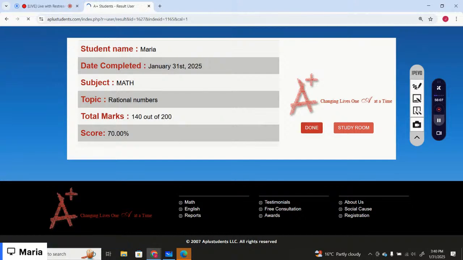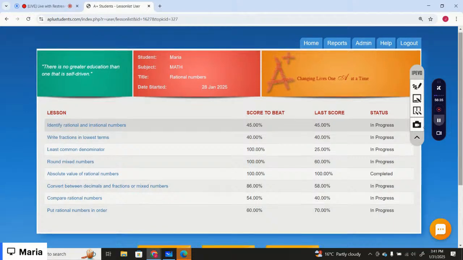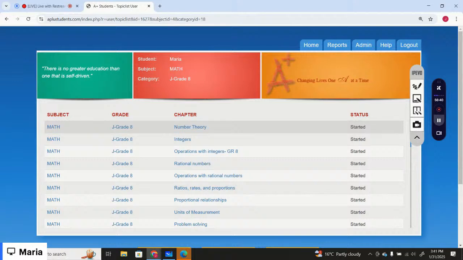Okay, we are done with our lesson. So we were working on grade 8 math. Chapter we're working on is rational numbers. The lessons we have covered today are absolute values of rational numbers, convert between decimals, fractions, or mixed numbers, compare rational numbers, and put rational numbers in order. So please make sure before the next session you can complete all the practice questions for the lessons we just did. That is your homework until next session.